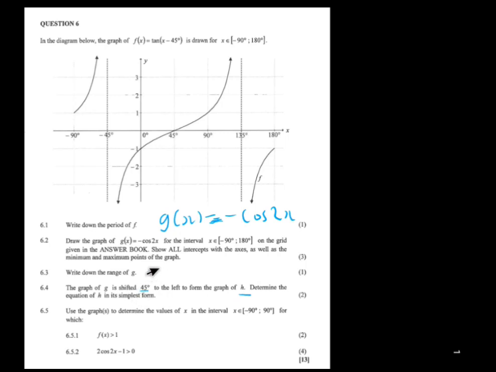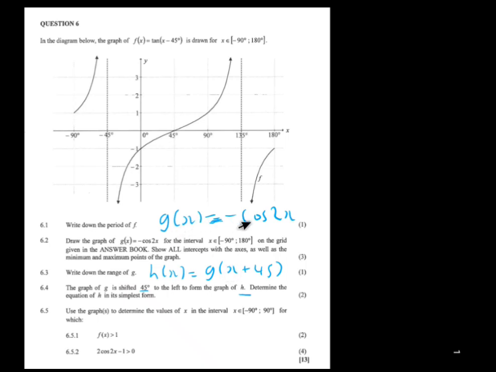So how do we do it? We're just going to say h at x is equal to g at x plus 45 units to the left. It means it's going to be plus 45, right? So you have to understand this language. If you want a horizontal shift, you just put it inside. If you want a vertical shift, you just put it outside. Then they said determine the equation of h in its simplest form. So now let's talk about that.